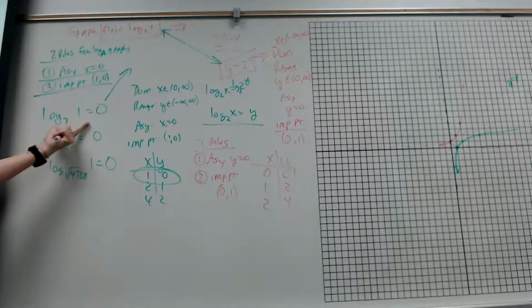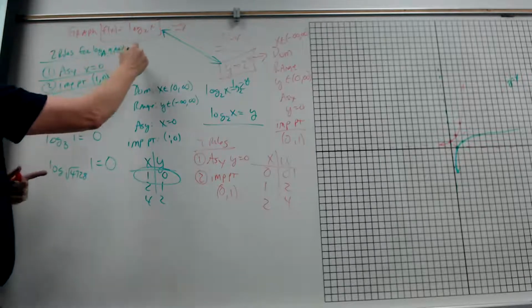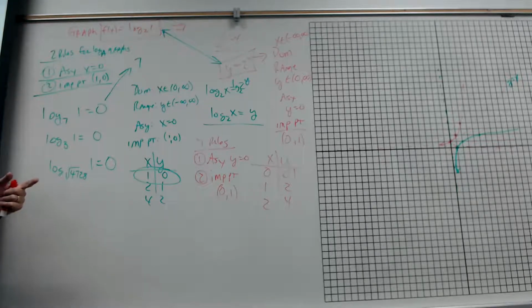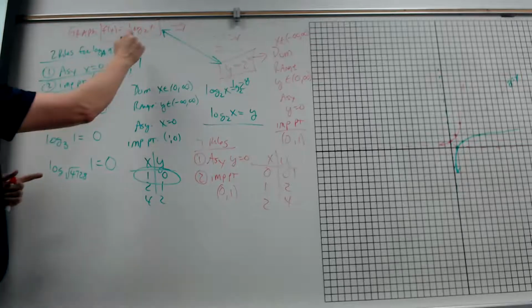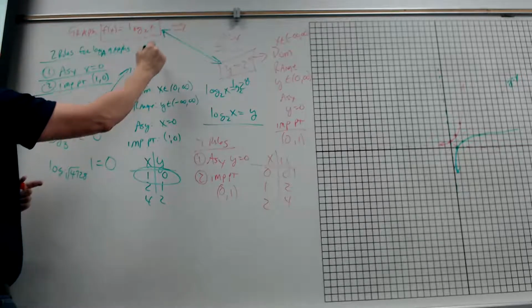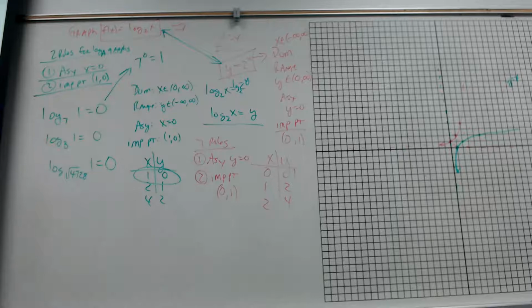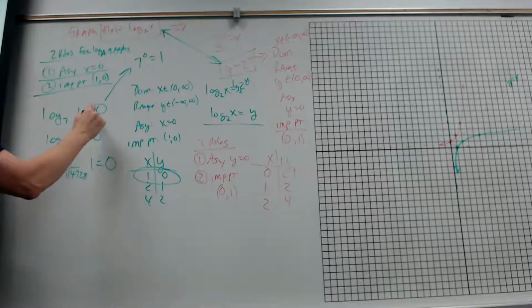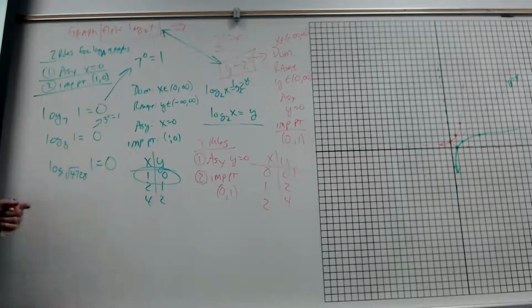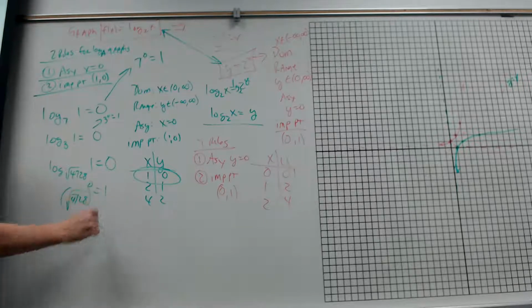You do the base 7. Base is 7 and then the first power for the 0. 7 to the 0 power equals 1, right? How would you do this, Inoki? It'd be 3 to the 0 power equals 1. And Landon? It would be the square root of 4728 to the 0 power equals 1.